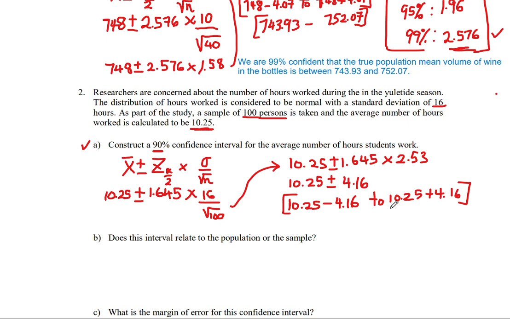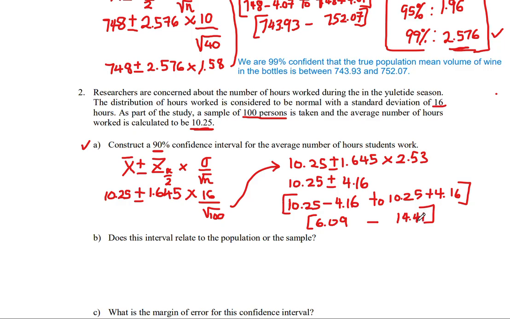So to simplify this now, we'll get 10.25 minus 4.16 and 10.25 plus 4.16. On this side, we're going to get 14.41. That will give us the upper value in the interval. And on the other side, with 10.25, take away 4.16, we will get 6.09. So it's 6.09 to 14.41. And that is the confidence interval.